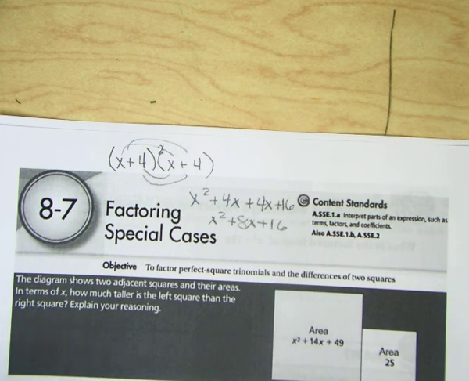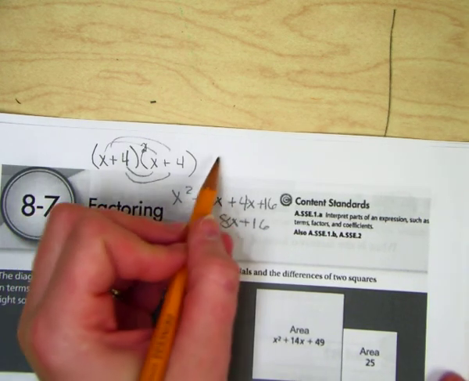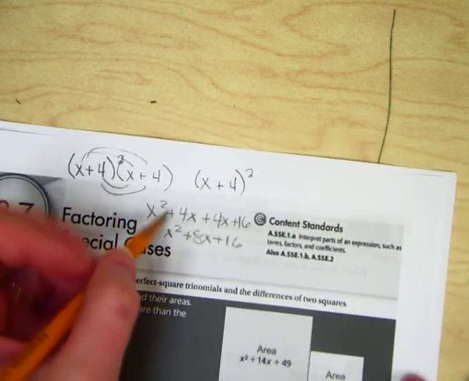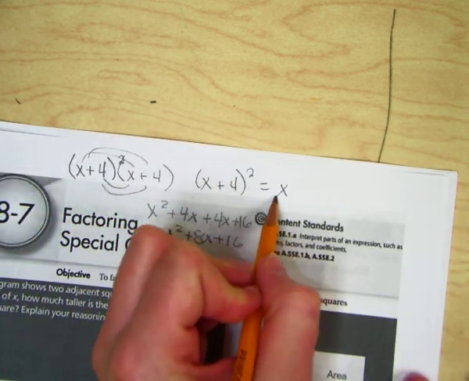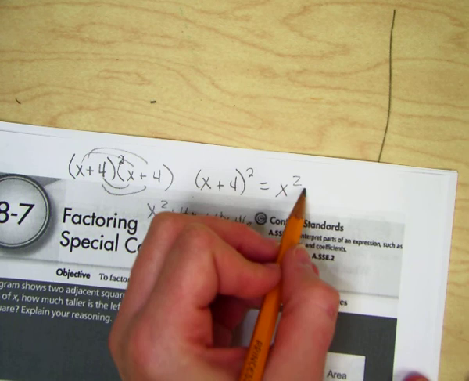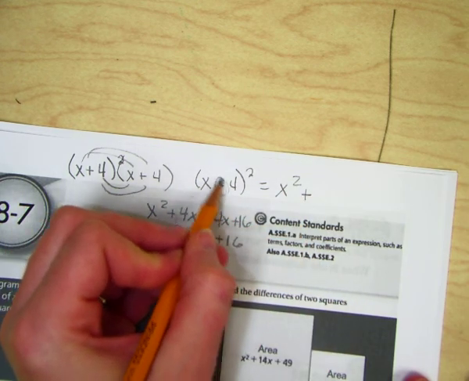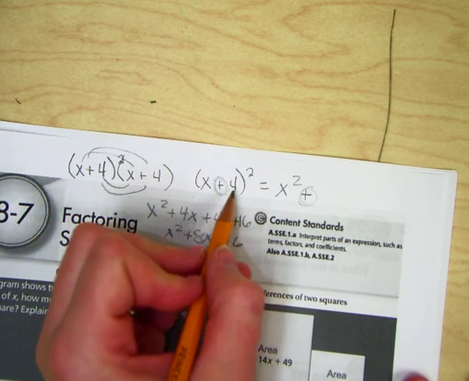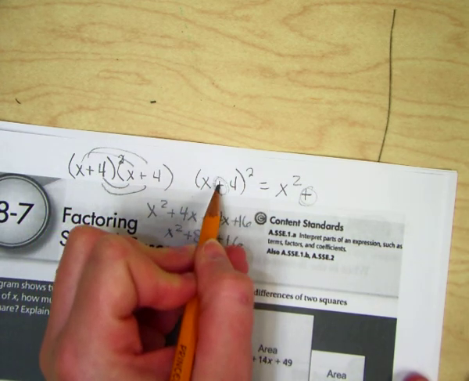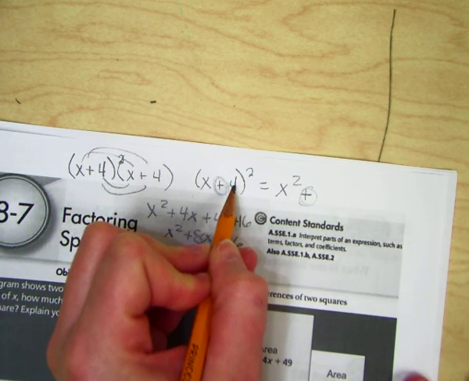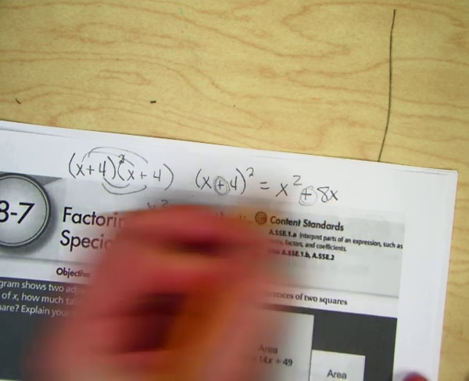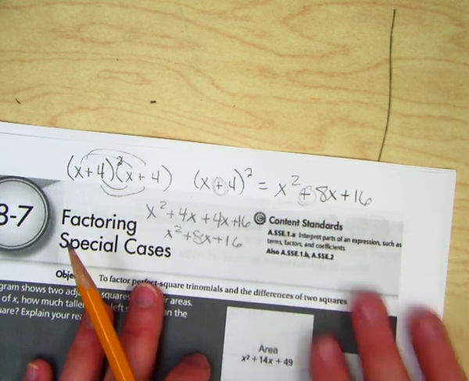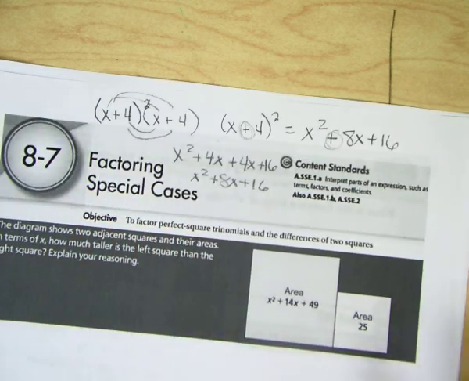Now, if you remembered the special rule, let's talk about the special rule. If you remembered how to use your special rule, you learned that you could just square the first, and then you would add or subtract 2 times these things multiplied together. So 2 times 4 times x, so you would do 8x, and then you would square the last one. Okay, that was one special case you learned about back in, I think it was 8-5.